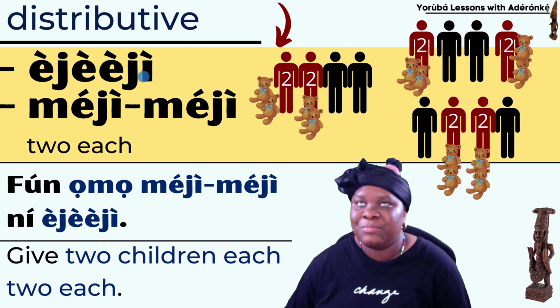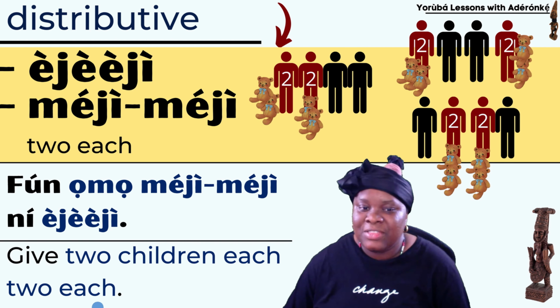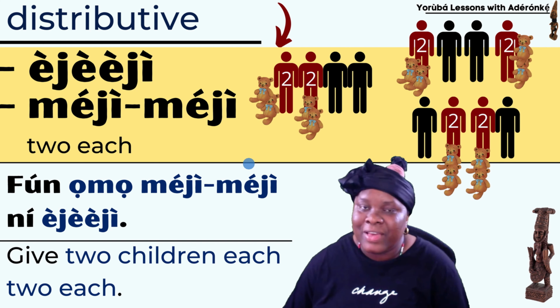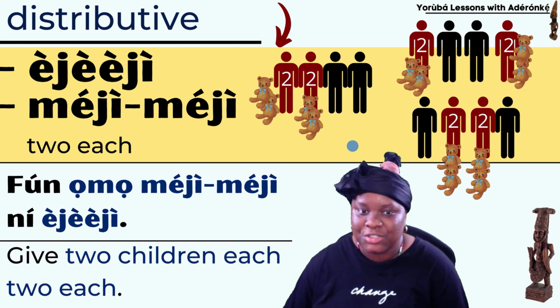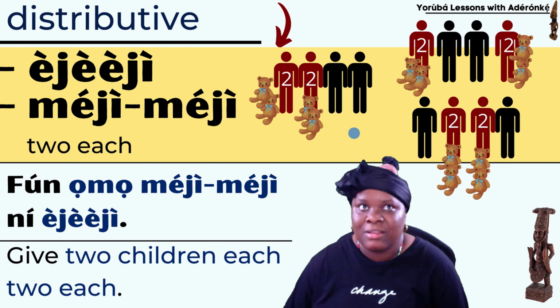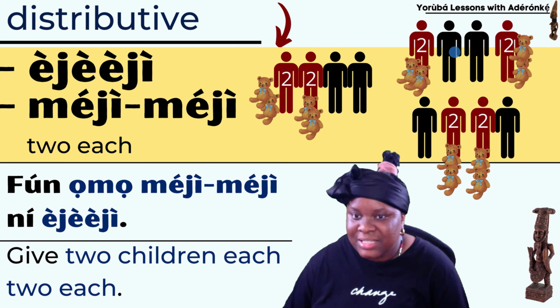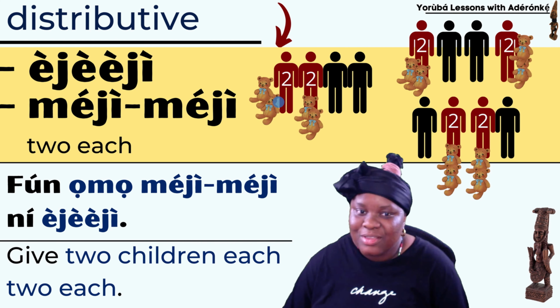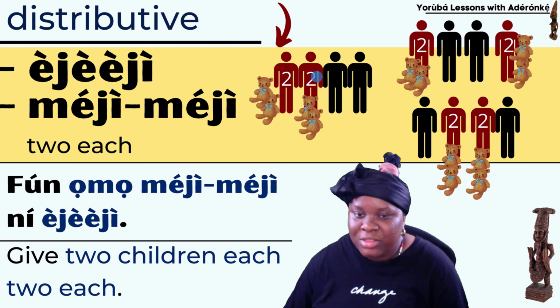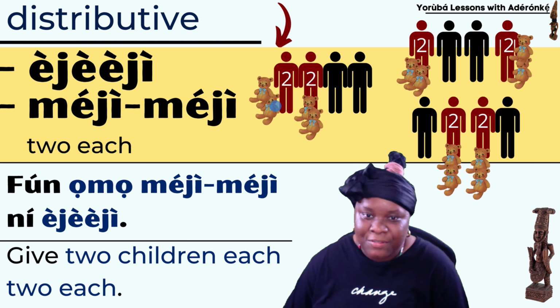Ejeji, that's the form that can appear anywhere as long as it's not immediately after a noun. But if a noun is coming before, you say meji. In this case, it would be give 2 children each 2 each. Fun omo meji ni ejeji. Give any 2 children 2 each. Among the set, within this set, give, this is really advanced, isn't it? But I'd just like you to know it now. Give 2 children each. Among this group, pick 2 children and give them 2 each.